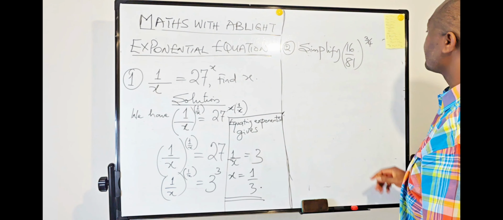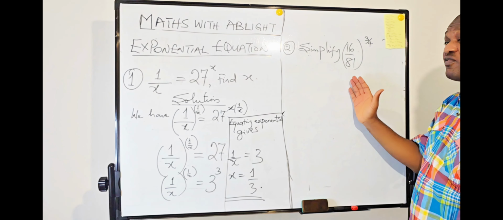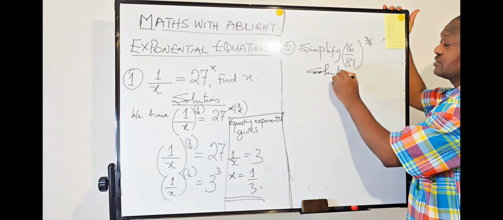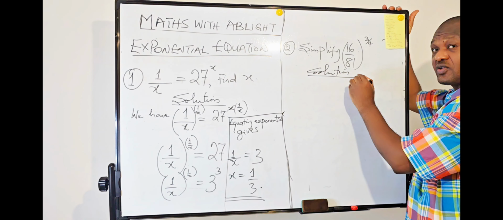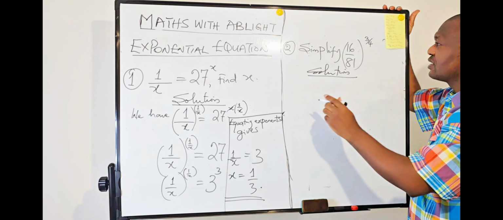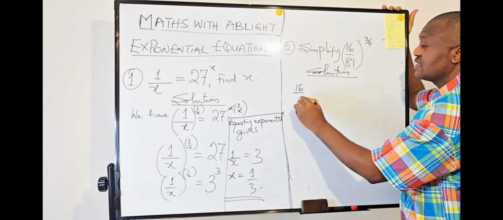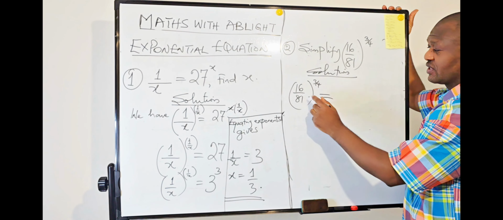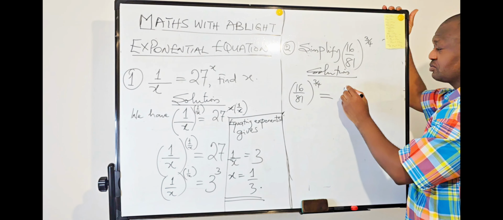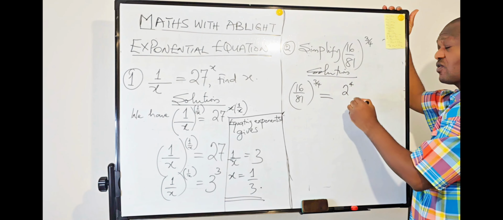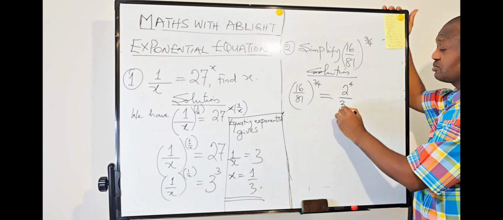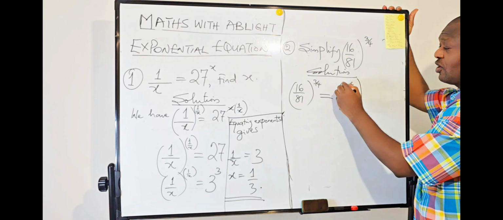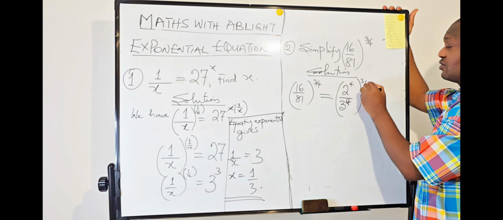The next one, you're asked to simplify 16 over 81 all raised to the power of 3 over 4. Solution shown, do not forget "solution shown." You have 16 over 81 raised to the power of 3 over 4. 16 can be expressed as 2 to the power 4. 81 can be expressed as 3 to the power 4, all raised to the power of 3 over 4.